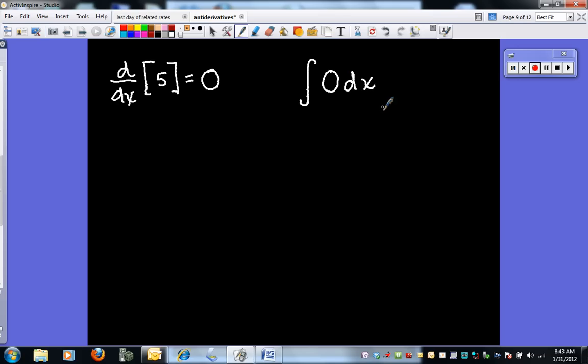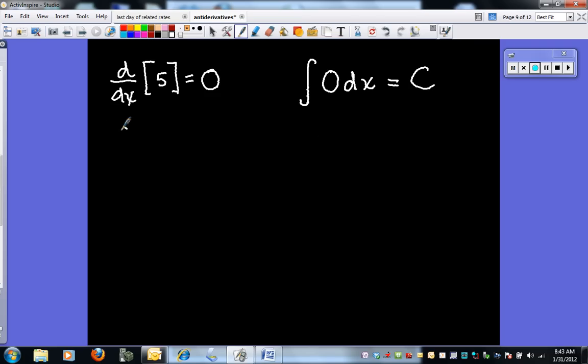So let's review. If I took the derivative of any constant, we'll say 5, we know that the derivative of a constant, everybody, was 0. So what would be the antiderivative of a 0? Well, since we don't know what the constant actually is, we can just represent it as any constant, c. So when you have 0 dx, any constant is going to be the antiderivative.